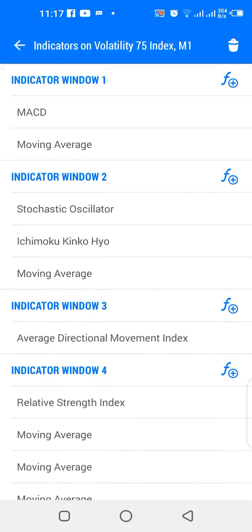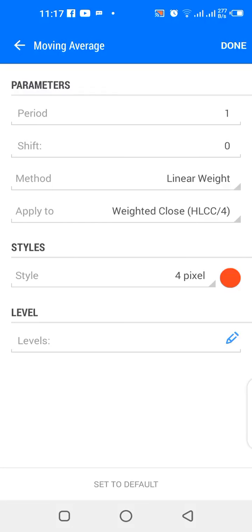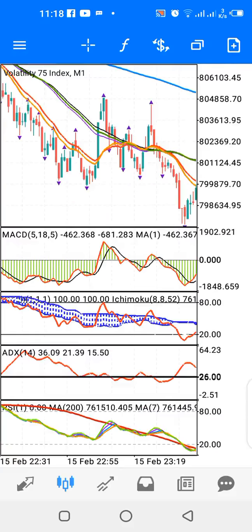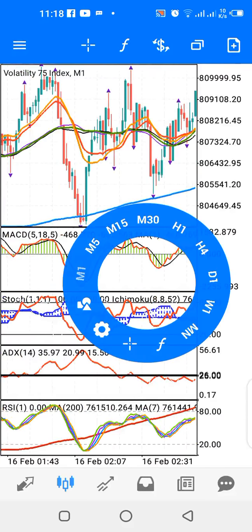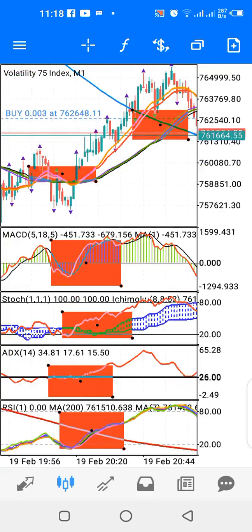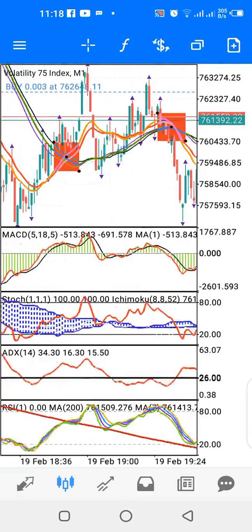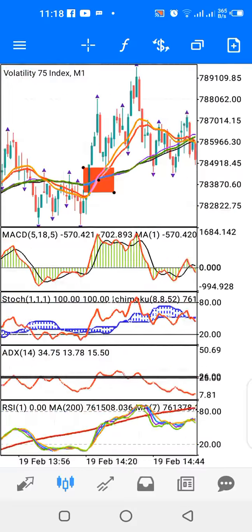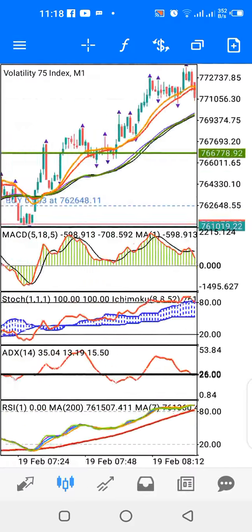Now, apart from stochastic oscillator and Ichimoku Kinko Hyo, we also have one moving average. Now, the parameters is one period. Method is linear weight applied to weighted close. Shift is 0 and the color is red. Now, let's go to the chart and look at the way it is being applied. Okay, on the chart. Okay, let's move to where I demonstrated.